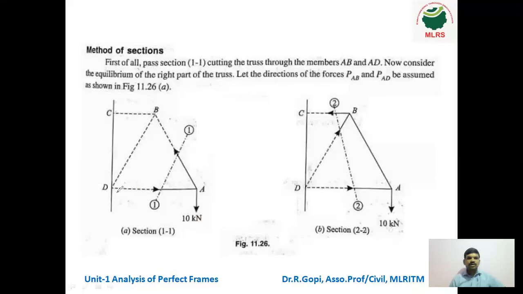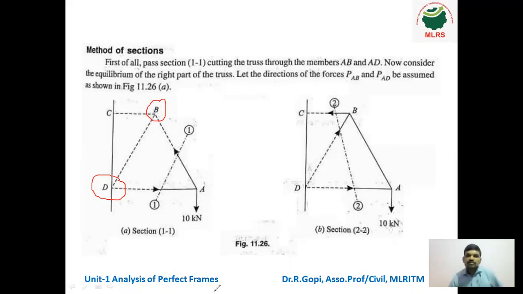So here we need to calculate the member forces. For AB, we have to take moment at joint D. For the force in member AD, we have to take moment at joint B. So we can easily calculate AD and AB. Only 2 members we cut.